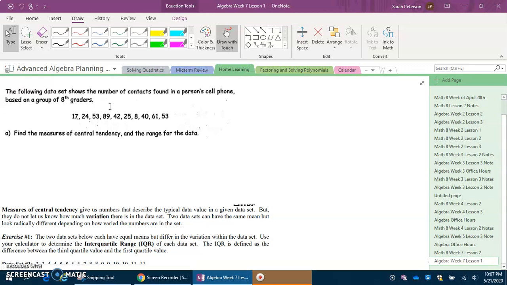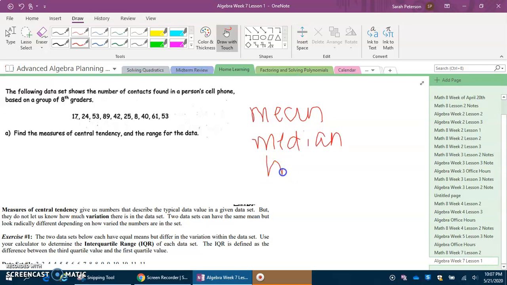So all the measures of central tendency are the mean, the median, and the mode. Those are all the things that you're going to calculate from this. You've done this before and you can certainly do this by hand at any point, the calculator just makes it faster. So the first thing I want to do, anytime before I start, is make sure I list my numbers in order.